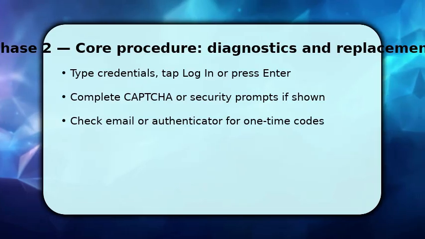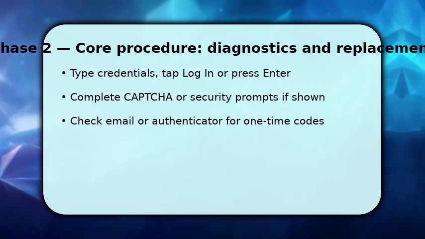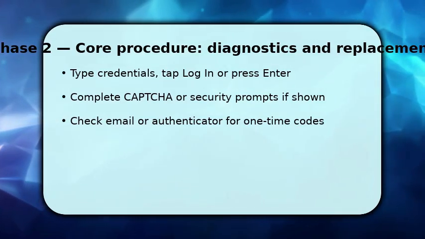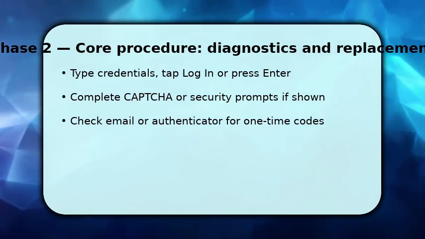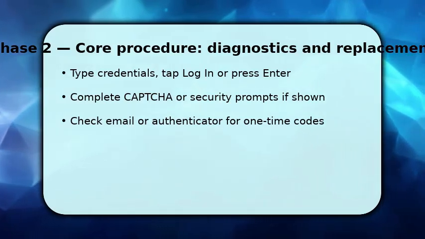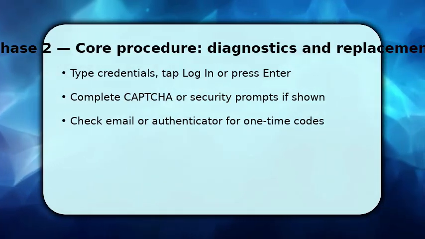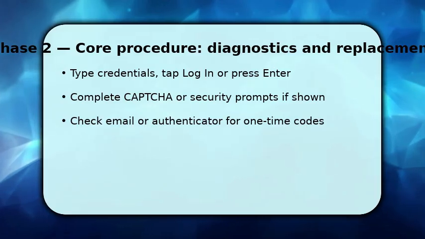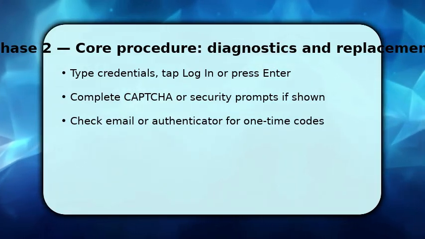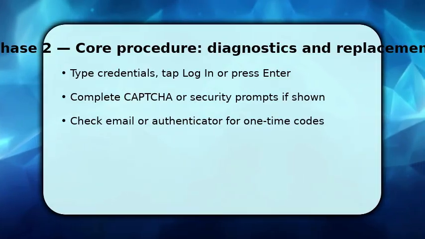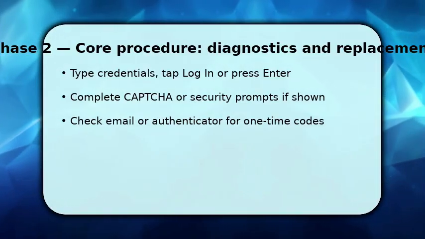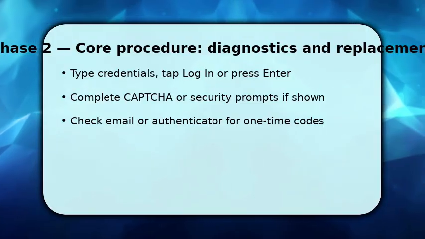If a CAPTCHA appears, follow the image prompts. This prevents bots. When two-step verification is active, open your Authenticator app or email, copy the one-time code, and paste it into the field. If you use SMS, wait for the message and enter digits promptly. Take these steps slowly. Verifying identity protects your account and avoids accidental lockouts.